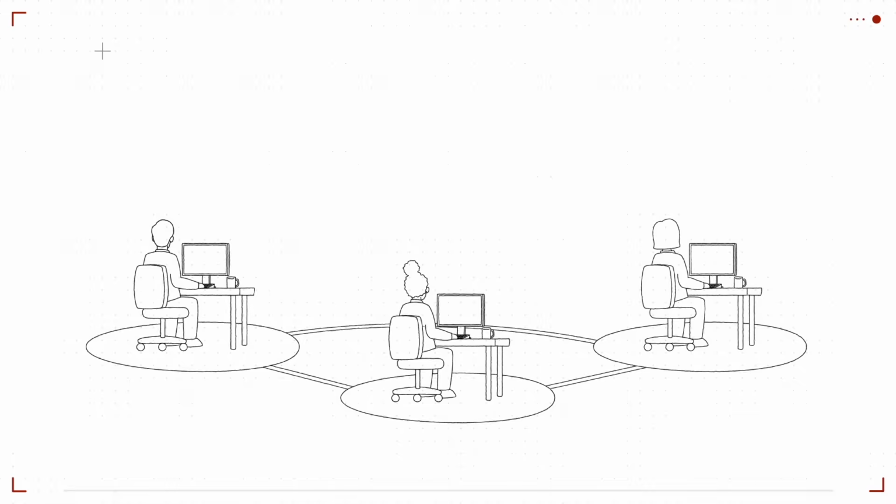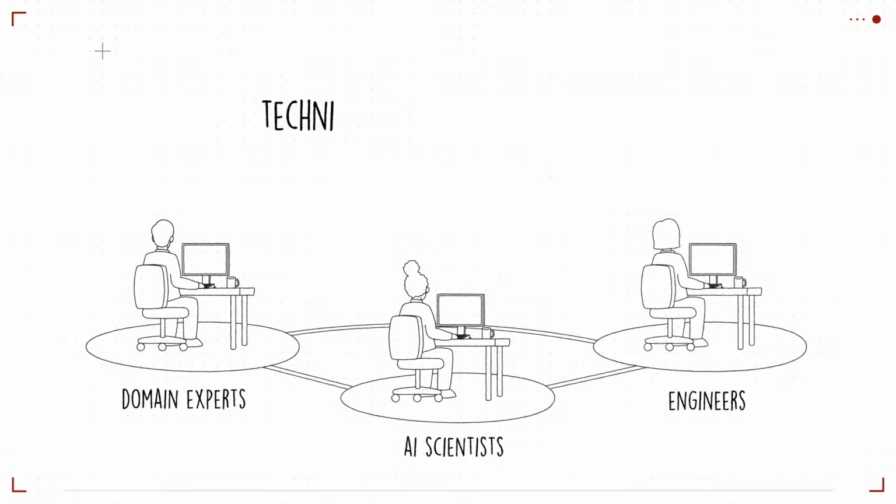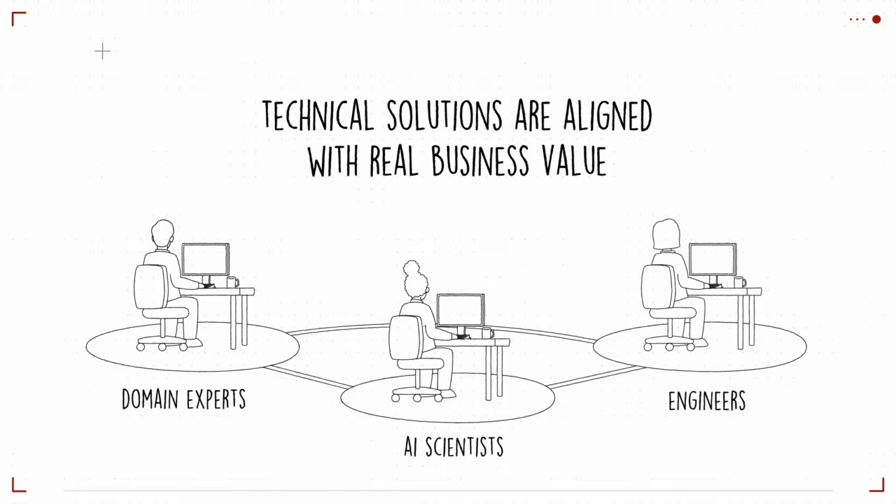Cross-functional teamwork is key. By enabling deep collaboration between domain experts, AI scientists, and engineers, you make sure the technical solutions are aligned with real business value. Don't just consume the analysis, actively shape it.